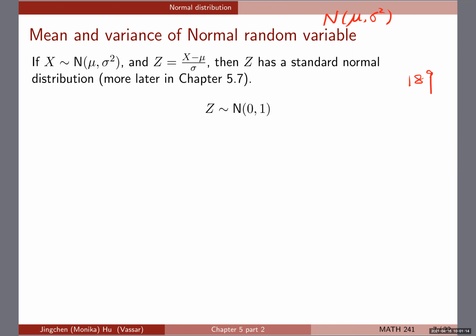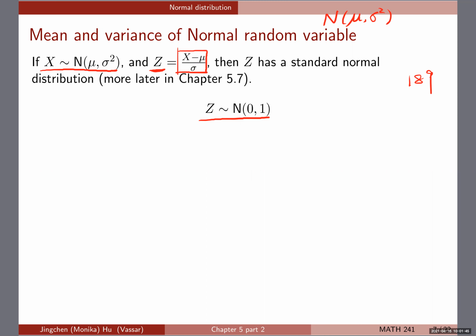Alrighty, so if X follows a normal distribution mu, sigma squared, then if we define a new random variable here, we're doing some transformation of it. We're doing X minus mu divided by sigma. This is a new random variable, so we use capital Z. Then Z has a standard normal distribution, meaning that Z is gonna follow a normal distribution with mean 0 and variance 1.